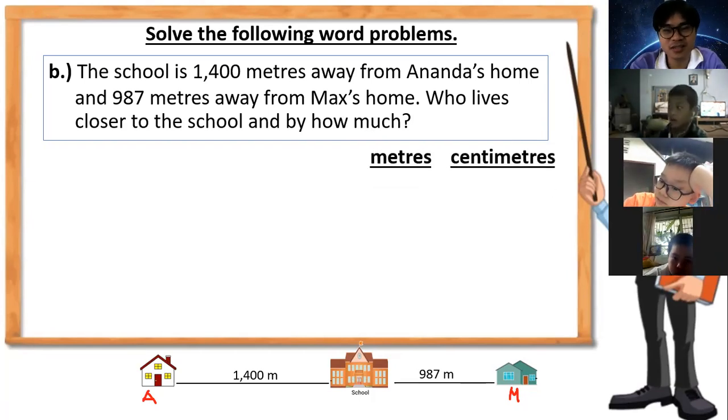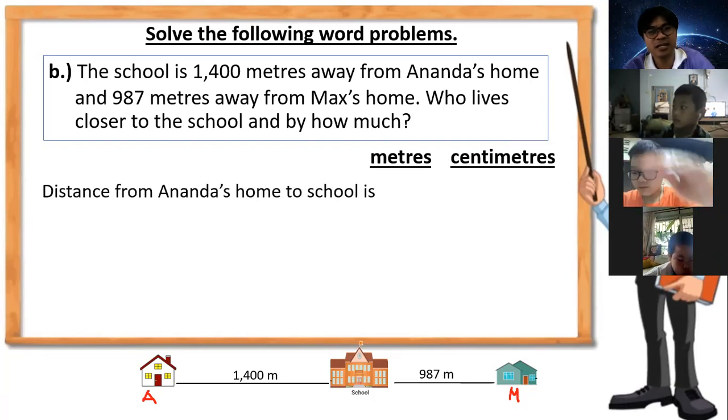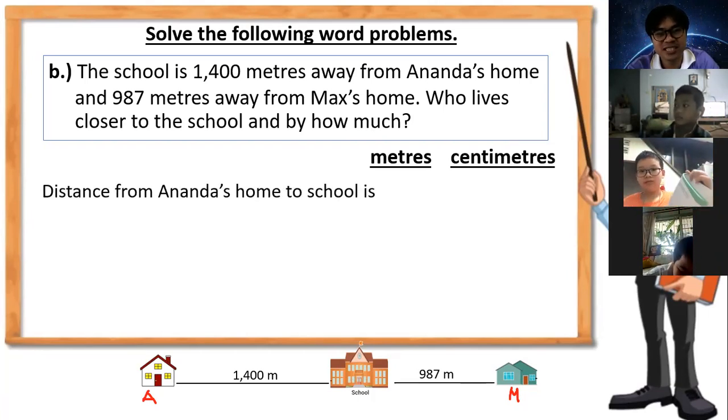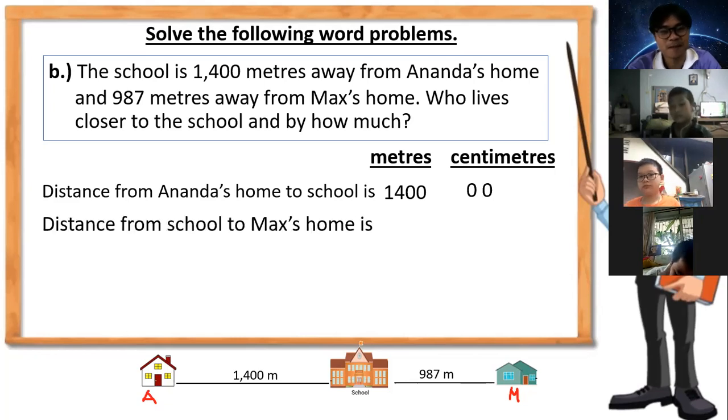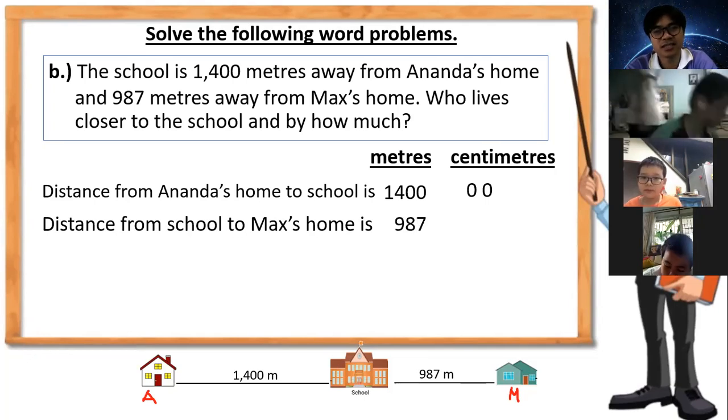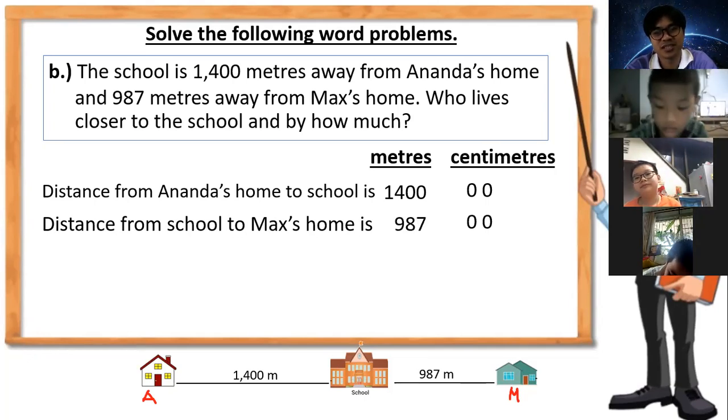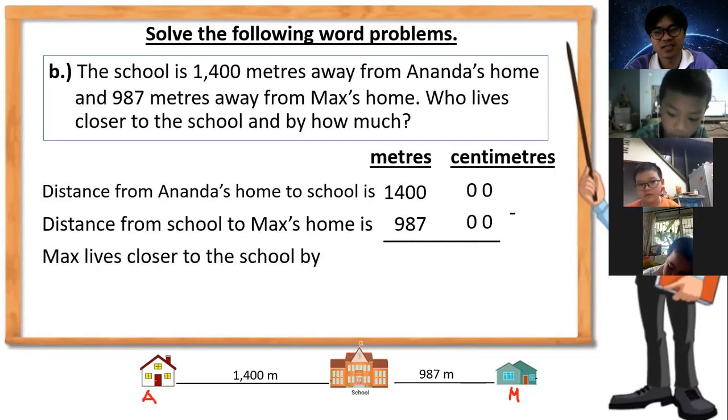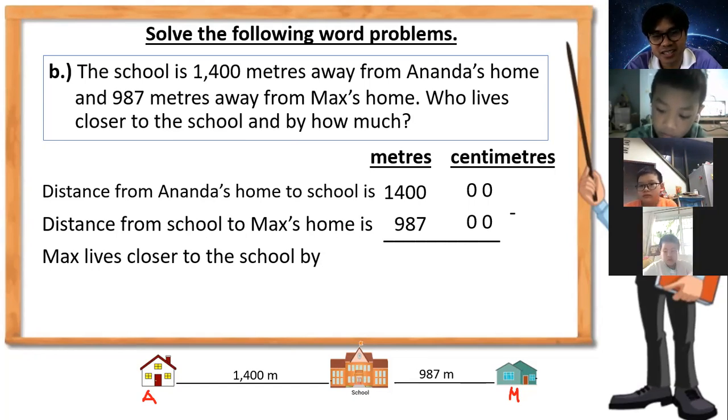Let's do it. Minus. So the distance from Ananda's home to school is 1,400 meters, and there are no centimeters, so 0, 0. The distance from school to Max's home is 987 meters. Minus. That's the result. So Max lives closer to the school by how much?